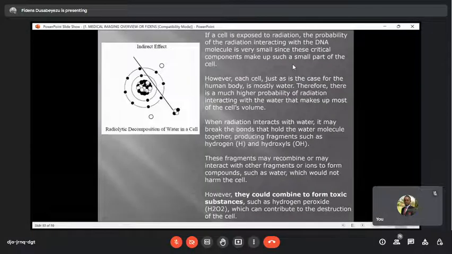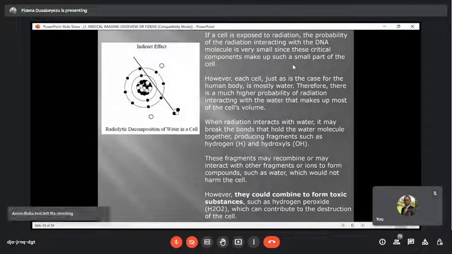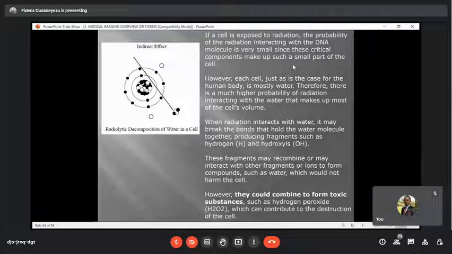And now indirect effect is when there is interaction of radiation with the components of the cells. Like you remember that our body is 70% water. Now the radiation interacts with the water in the body. But within the water, there are some other components that can be destroyed and cause what you call hydroxyls. And those hydroxyls will go and damage the atoms and DNA. And they can combine and form toxic substances, which can indirectly cause the cancer. All right? Now who can tell me?